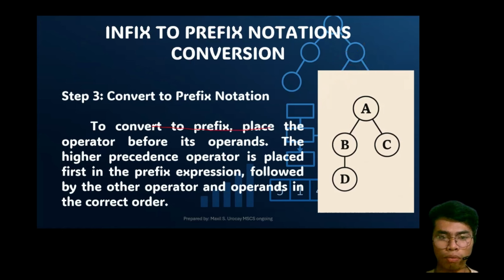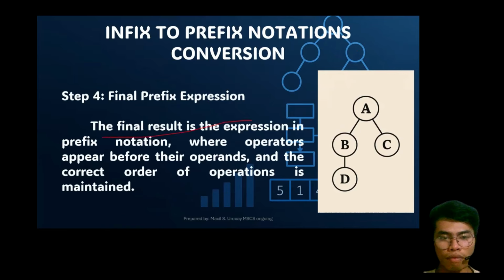Now to convert to prefix notation, place the operator before its operands. The higher precedence operator is placed first in the prefix expression, followed by the other operator and operands in the correct order. The final result is the expression in prefix notation where operators appear before their operands and the correct order of operations is maintained. So that's how it works in the prefix notation. Now we also have converting from the infix notation. We can also convert that into the postfix notation. Let's try to see how to work on that.